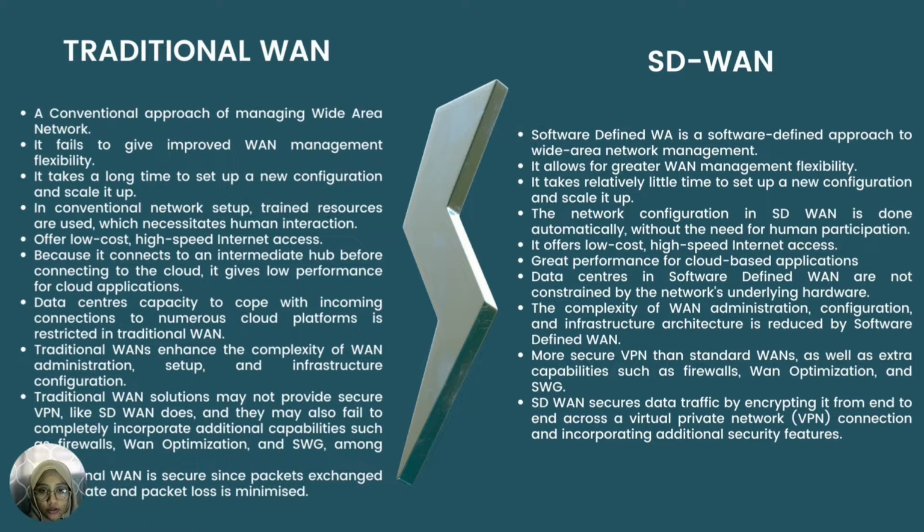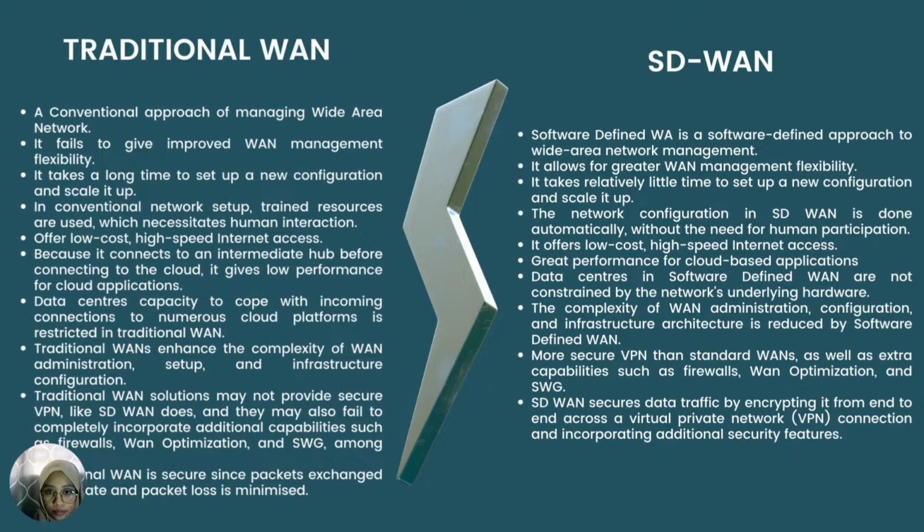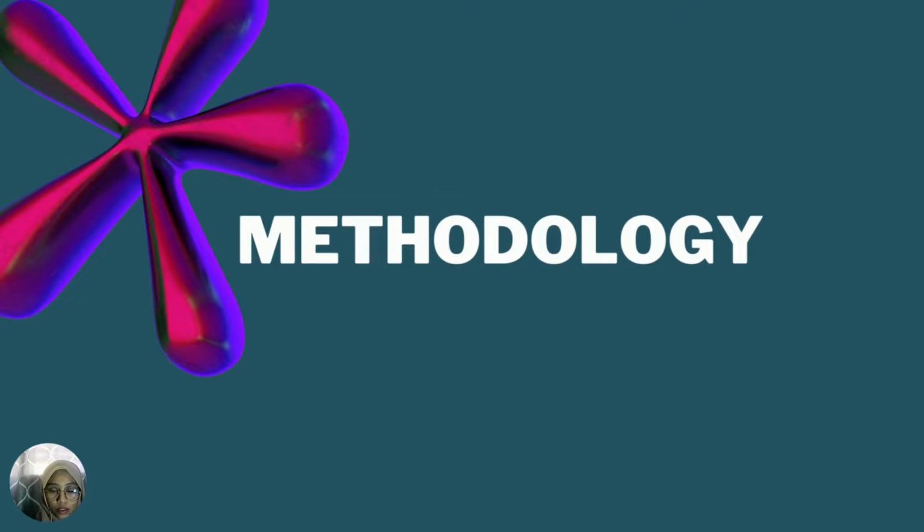Next, for SD-WAN, software-defined WAN is a software-defined approach to wide area network management. Next, it allows for greater WAN management flexibility. Next, it takes relatively little time to set up a new configuration and scale it up. The network configuration in SD-WAN is done automatically without the need of human participation, and SD-WAN also offers low cost, with high-speed internet access and great performance for cloud-based applications. The comparison between traditional WAN and SD-WAN will be explained in our report. Next, we go for methodology, and I will pass to the next presenter.